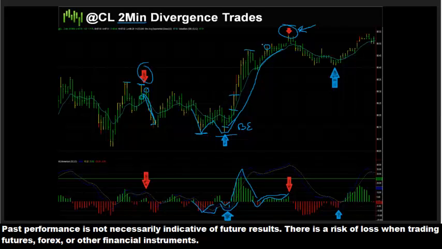Here, again, it looked like it's picking up strength. It ended up rolling over and selling off about 15 ticks. But again, that's an extremely aggressive trade if you're trying to short that.